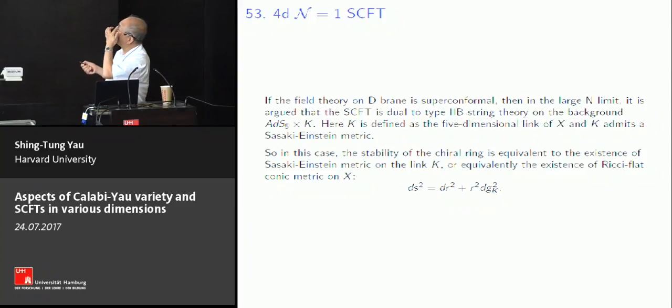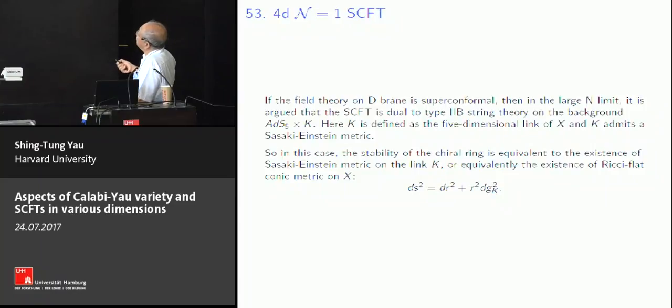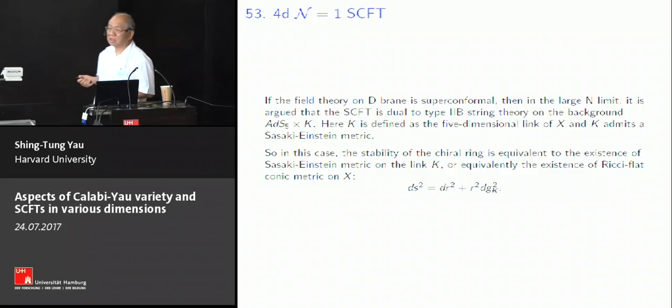So the cone over K is a nice, interesting thing, because the cone over K is actually Calabi-Yau. And in this case, the stability of the chiral ring appearing in the superconformal field theory is equivalent to the existence of a Sasaki-Einstein metric on this link, or equivalent to the existence of a Ricci-flat cone metric defined here. So that's our motivation.